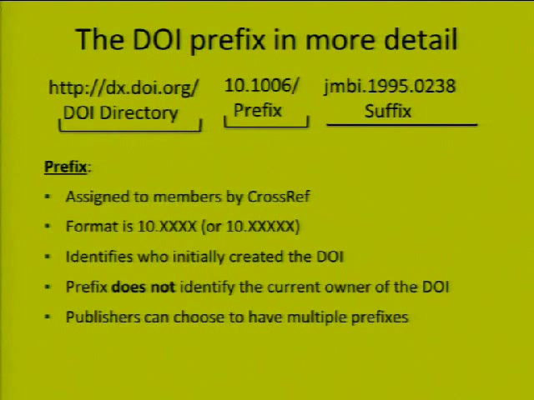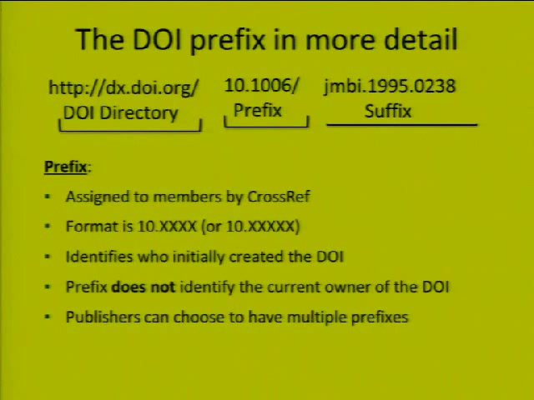So the prefix, in a bit more detail about this. 10-point indicates that it's a CrossRef and it's a scholarly content DOI. Not that it matters, but that's for a quiz question, should you have one. Now, importantly, the prefix does not identify the current owner.